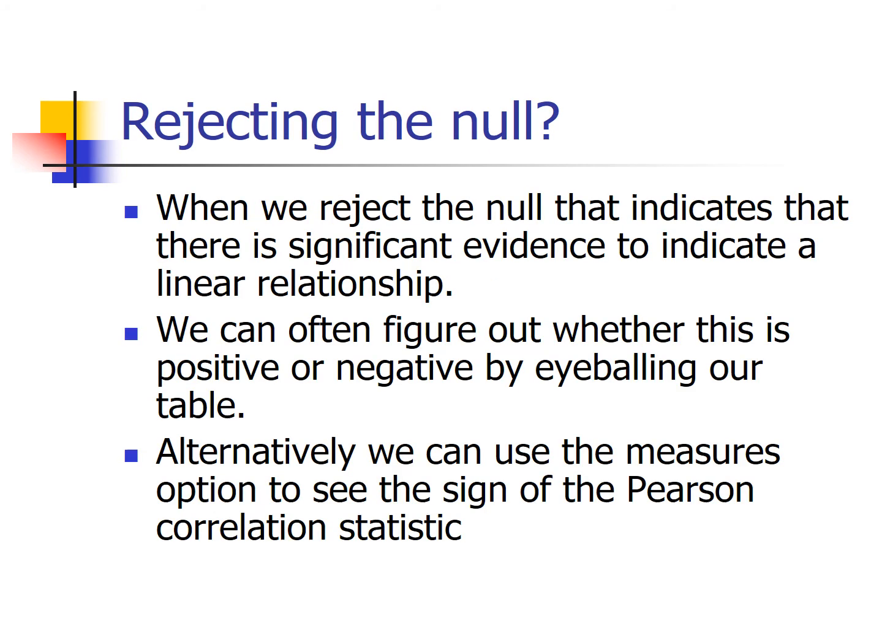Now in this situation, what happens when we reject the null hypothesis? When we reject the null hypothesis, that indicates there's significant evidence of a linear relationship. Now our follow-up question becomes, okay, is this a positive or negative linear relationship? Sometimes we can figure this out by eyeballing our table. Alternatively, we can use the measures option and look at the sign of the Pearson correlation statistic.